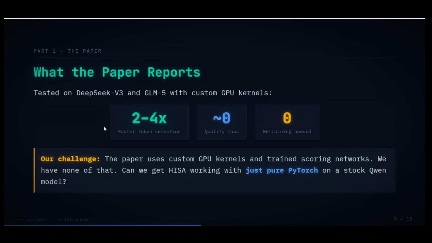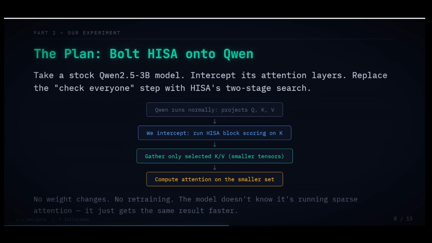So obviously these researchers had a very advanced setup, but I wanted to see if I could somehow recreate the concept itself using my simple RTX 3060 on a normal consumer PC. So this was the plan, basically, to just bolt HISA into a Qwen 2.5 3 billion parameter stock model. And this model, like I said, is a normal GQA attention model. So the model's attention layers normally project the input into queries, keys, and values, and then compute the full attention. So we intercept that process.